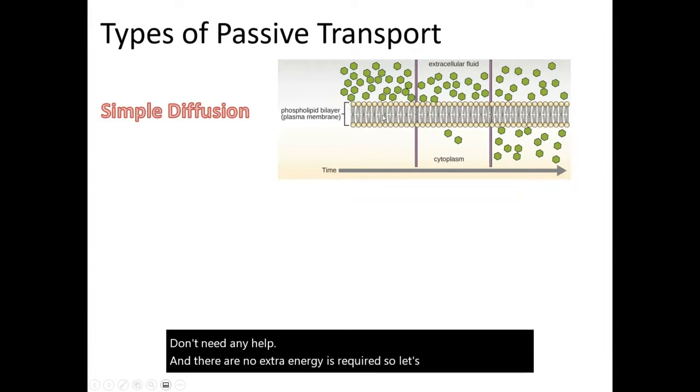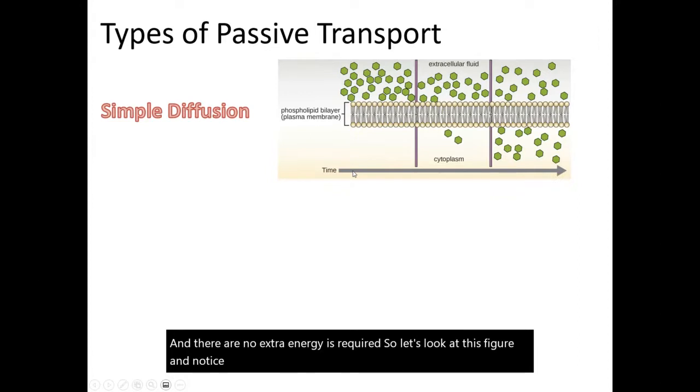So let's look at this figure and notice it's trying to show you this picture over time. Focus your attention where my mouse is right here, please. Notice all the little green hexagons are outside of the cell and there's none inside.